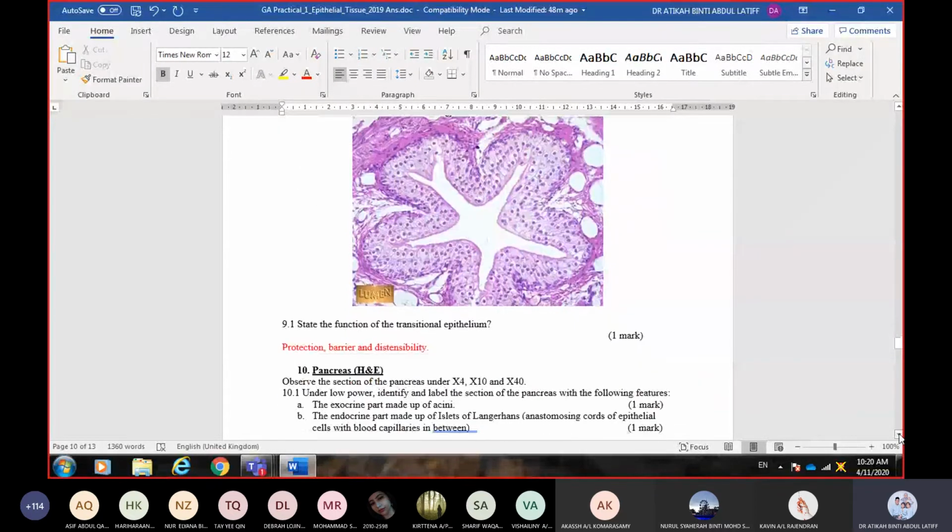The plasmalemma stops the urine from being absorbed inside the cells. So it's like a barrier. And the transitional epithelium itself, because of its many layers and distensibility, its function is mainly for protection, barrier, and distensibility.